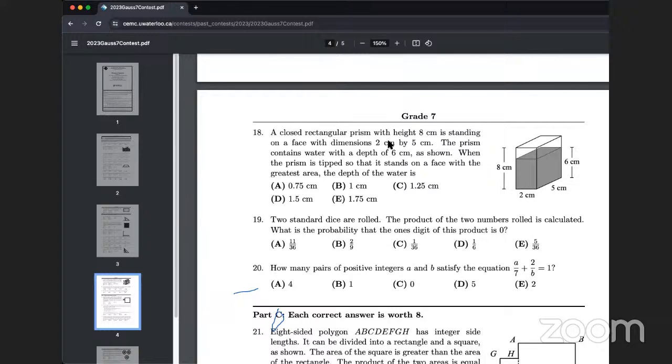Okay. Question 18. A closed rectangular prism with the height of 8 centimeters is standing on a face with dimensions 2 centimeters by 5 centimeters. The prism contains water with a depth of 6 centimeters as shown. When the prism is tipped so that it stands on a face with the greatest area, the depth of the water is.